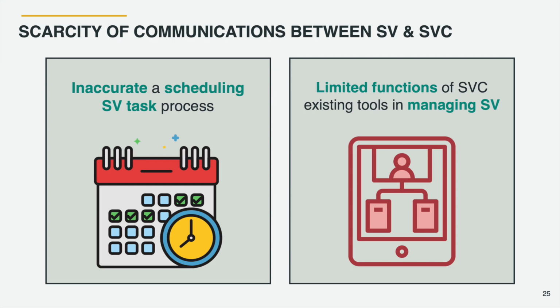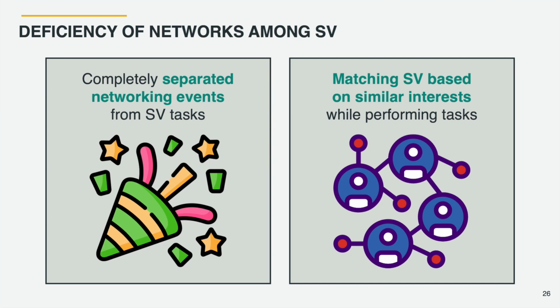And then we discussed the scarcity of communication between SV and SVC. It seemed that the way SV and SVC share information may differ from ordinary practice. The scheduling task process seems to work incorrectly. Also, despite using a variety of tools, the essential function of SVC in managing SV seems limited in the current way of communication. We seem to see a deficiency of networking among SV.